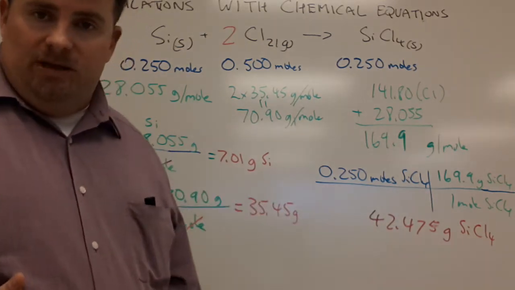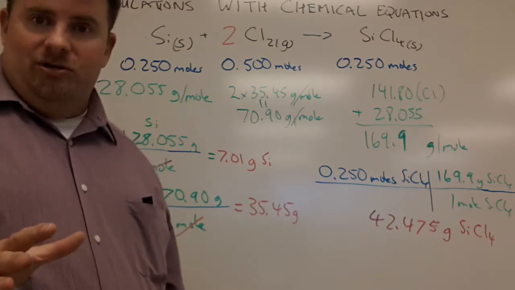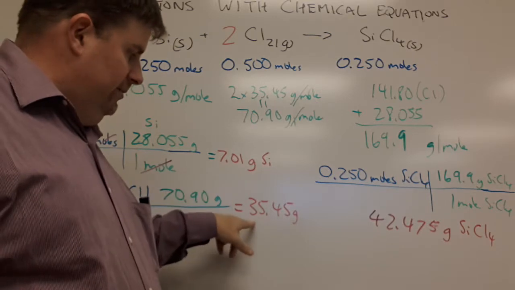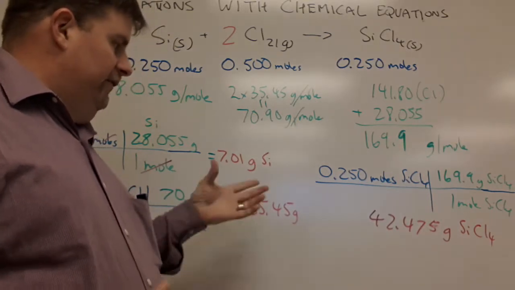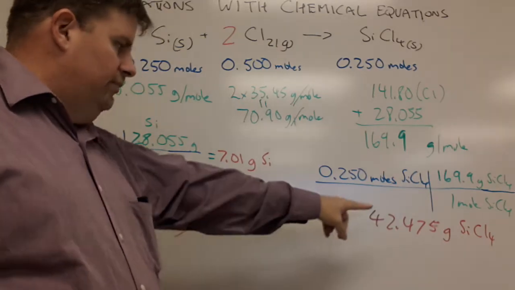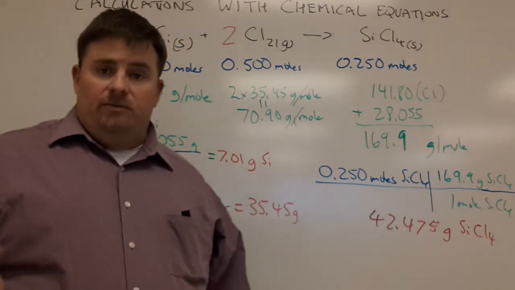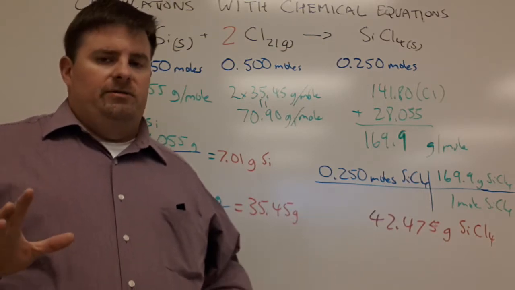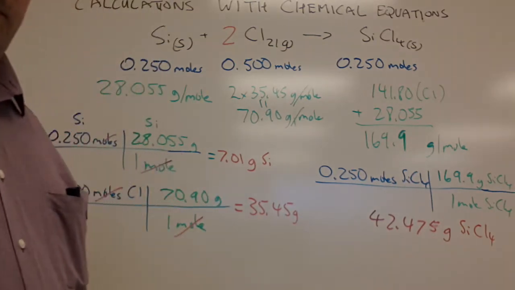Now, my mass has to be conserved, so I can always double check to make sure I'm doing the math right. So if I've got 7.01 plus 35.45, I should get 42.46 approximately, and that's pretty close to what I'm getting. So my mass is going to be conserved here. Okay? You see how all that works? Okay, we're going to do a couple more examples of that.